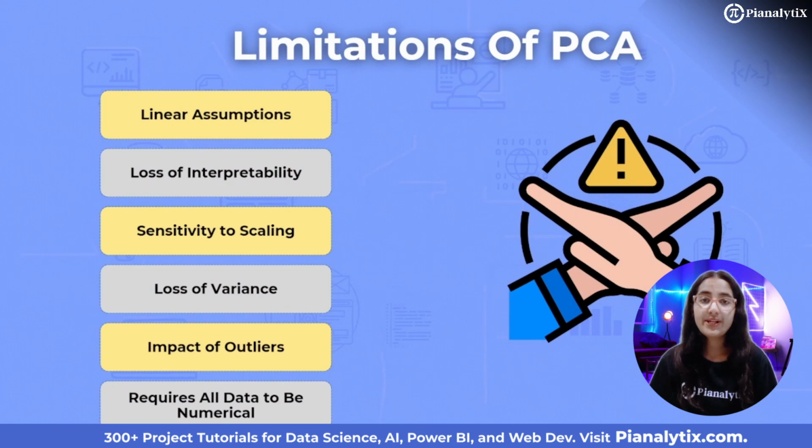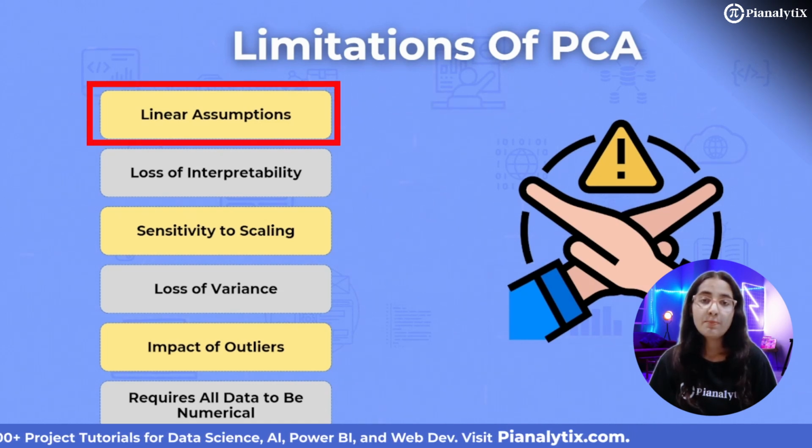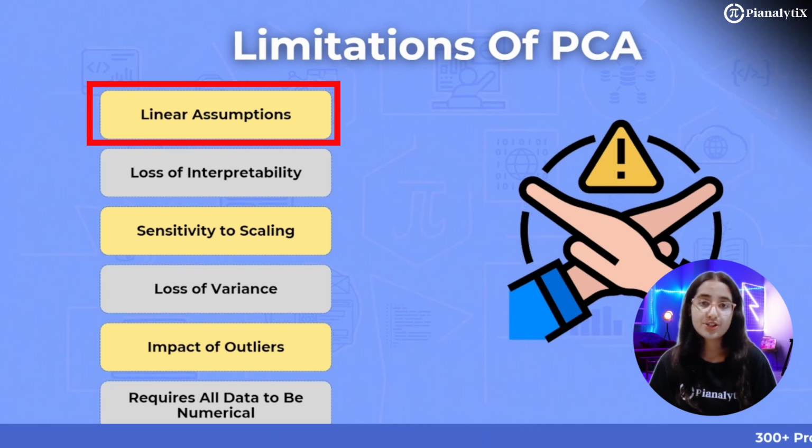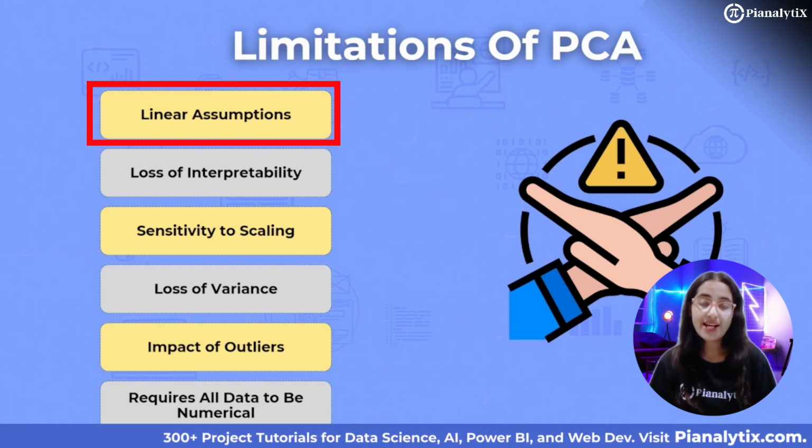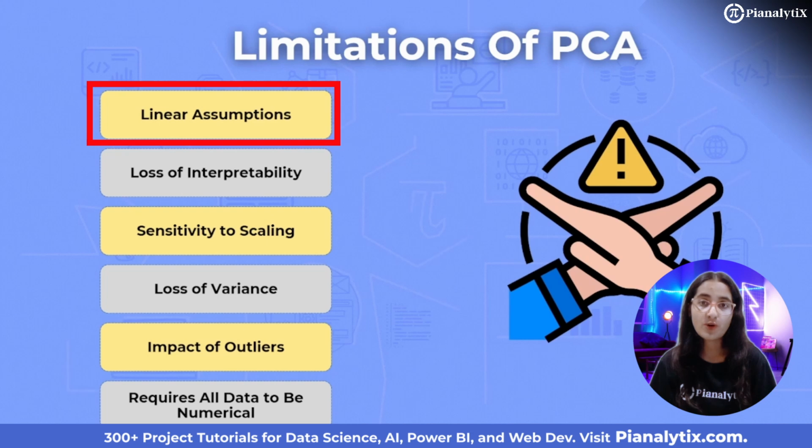While principal component analysis (PCA) is a powerful tool for dimensionality reduction, it does have some limitations you should be aware of. First, linear assumptions. PCA only captures linear relationships between features. If your data contains non-linear patterns, PCA may not perform well. In such cases, other techniques like kernel PCA or t-SNE might be better.